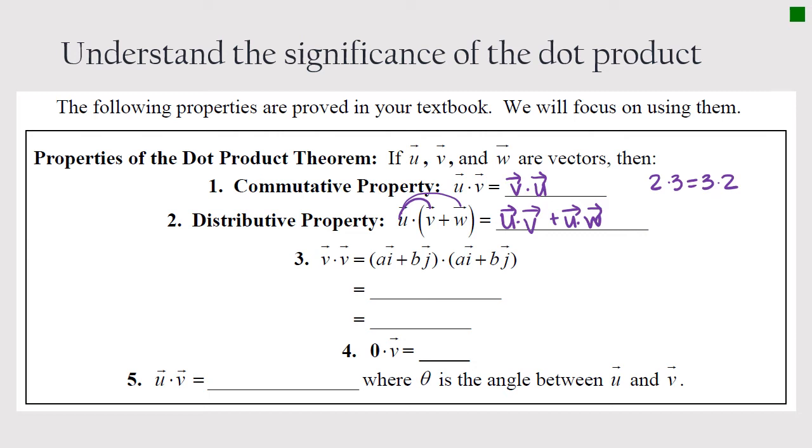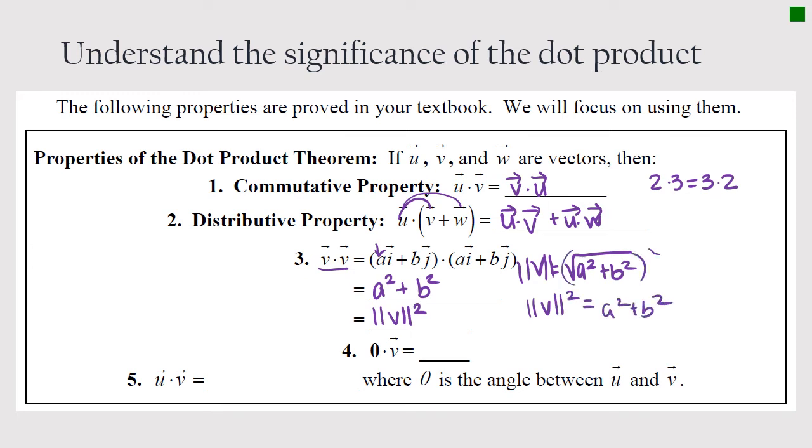And if you're multiplying a vector by itself, as you hopefully saw on the other side, it ends up giving you a squared plus b squared, which is the same thing as the magnitude squared, because remember the magnitude is the square root of a squared plus b squared. So if you square both sides, you'll get a squared plus b squared, which is kind of cool.